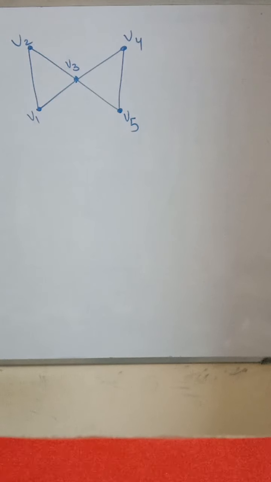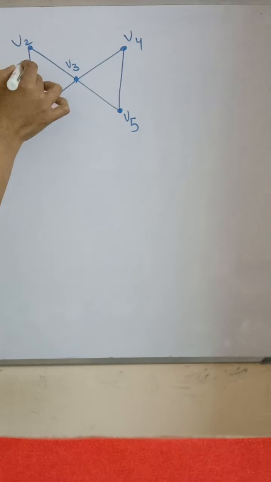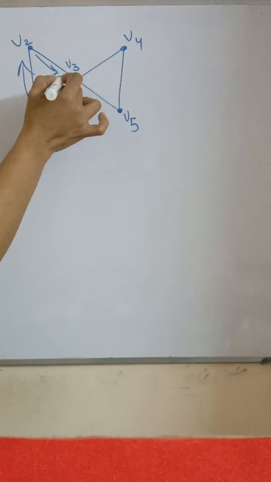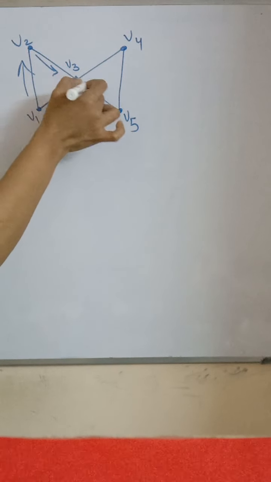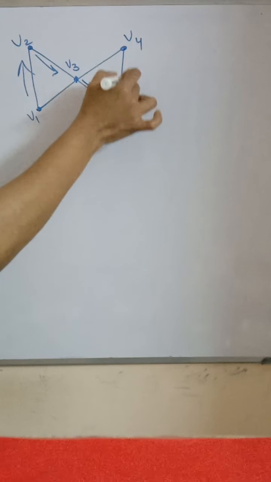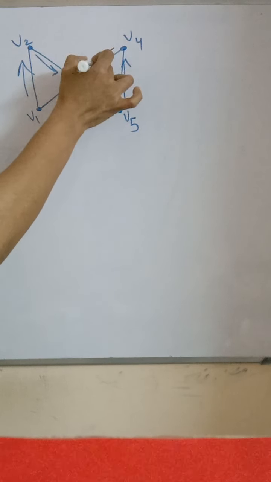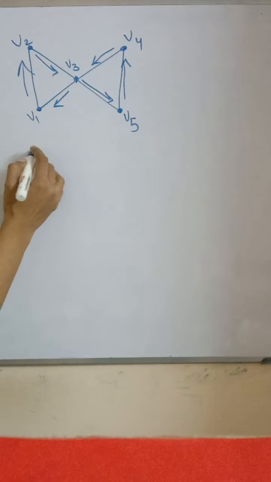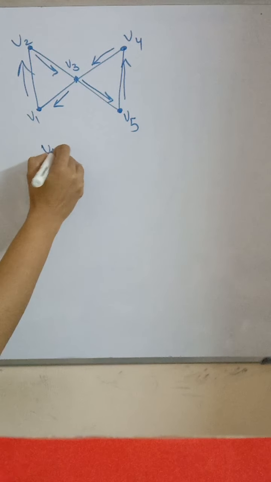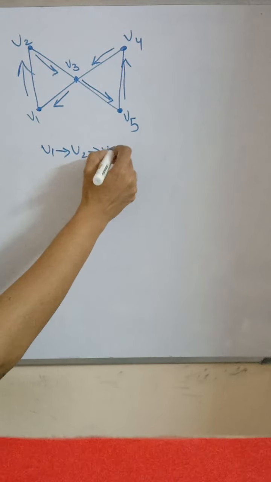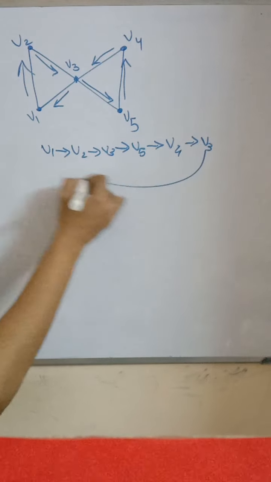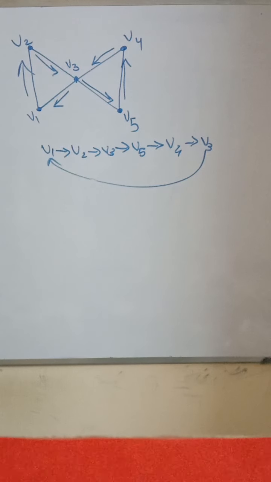Can you find an Euler circuit in this graph? Now I start from V1, V1 to V2, V2 to V3, V3 to V5, V5 to V4, V4 to V3, V3 to V1. So this is an Euler circuit.